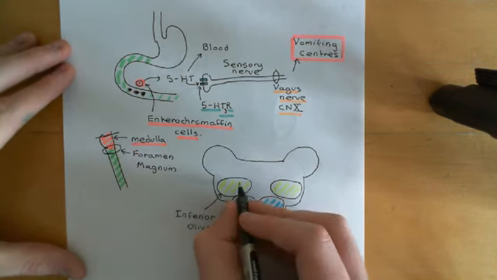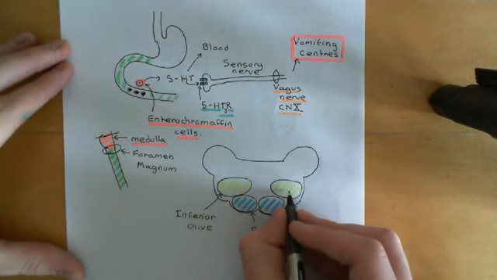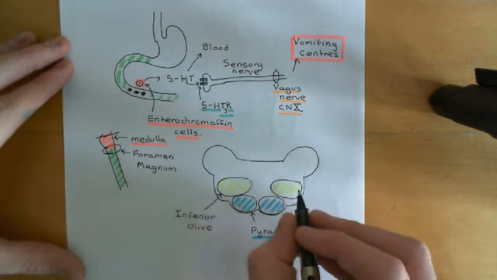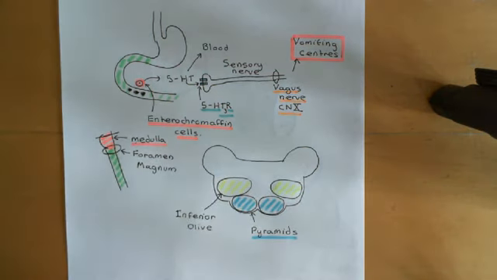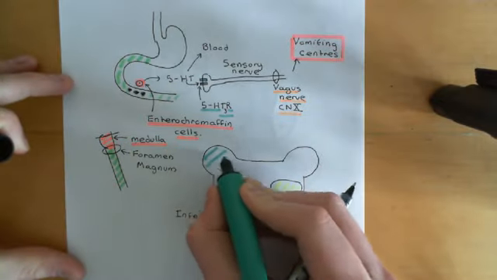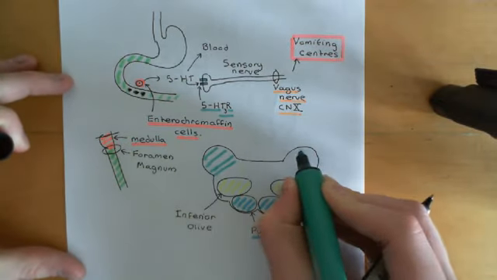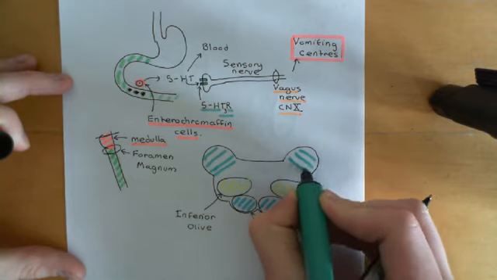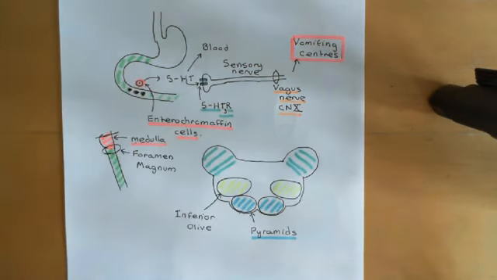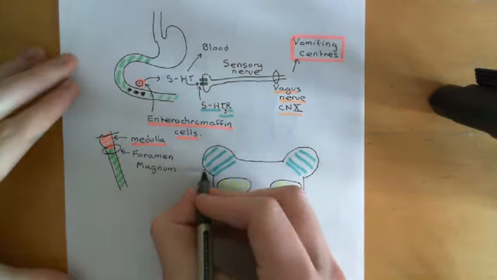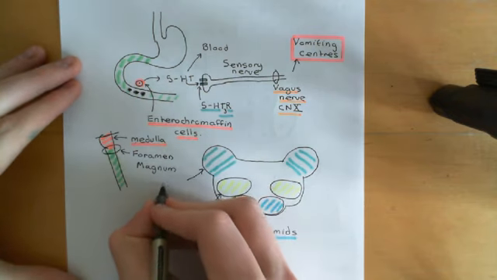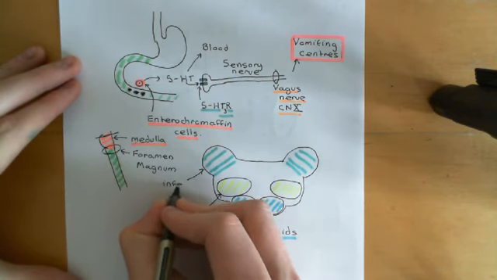So this is the right inferior olive here, and this is the left inferior olive here. Then behind those, these little extensions off the back here, which I'm now colouring in turquoise, are basically the connections from the medulla to the cerebellum behind. These are known as the inferior cerebellar peduncles.